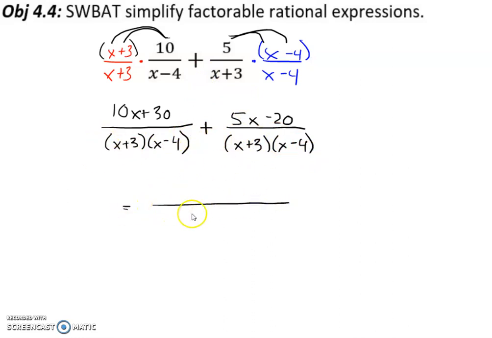So to finish this off, we know we're going to have one big fraction with the denominator of x plus 3, x minus 4. Again, you could FOIL that out if you wanted to. And this time in the numerator, we are going to have some like terms. So we've got 10x plus 5x, which is 15x. And we have 30 plus negative 20, which is 10. That is it. We have now turned these two different rational expressions into one big fraction.